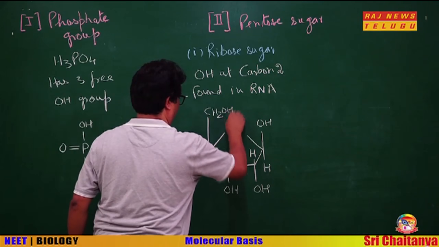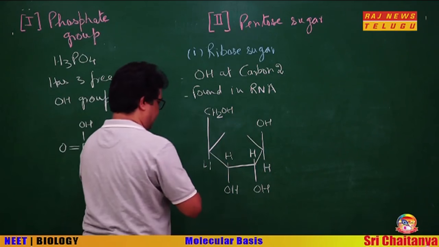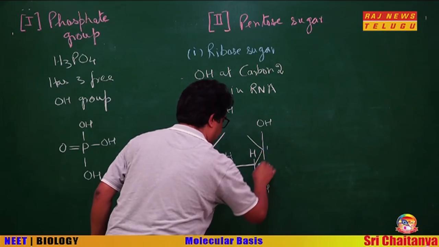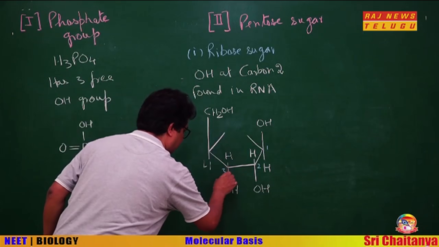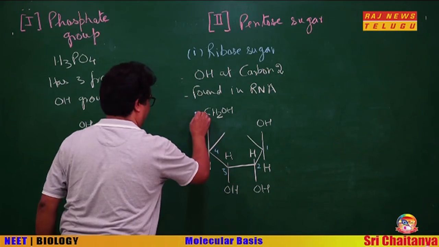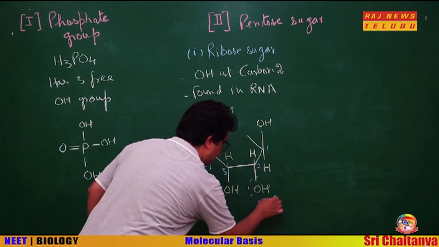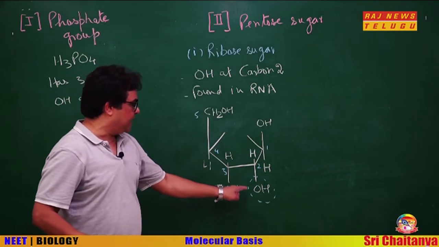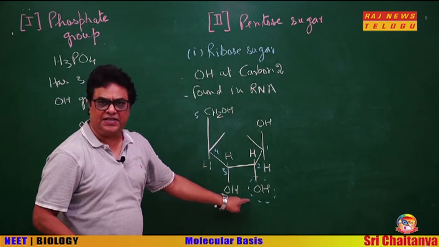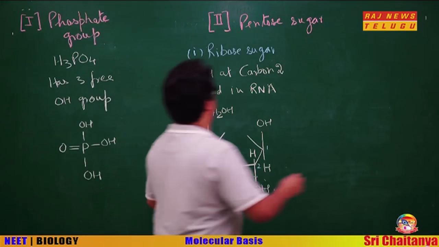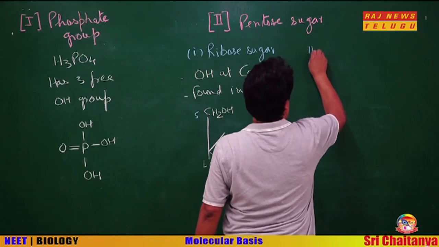CH2OH. Now see, this is carbon number 1, 2, 3, 4 and 5. So you can see OH is present at carbon second. This is ribose sugar.